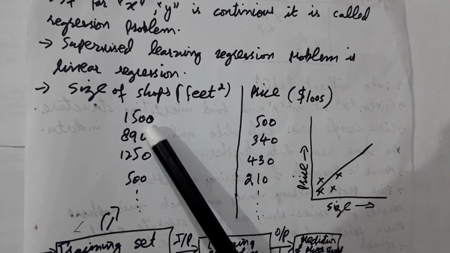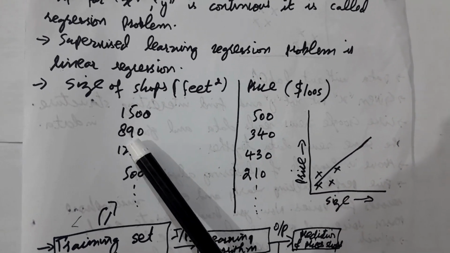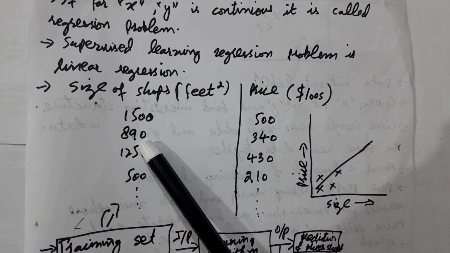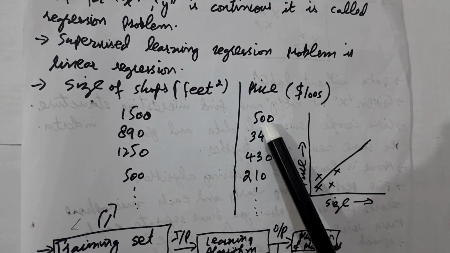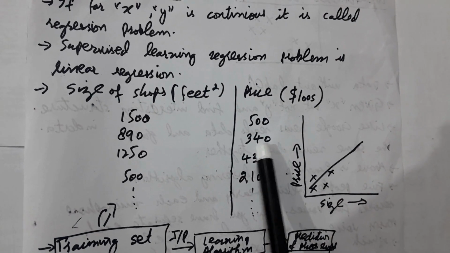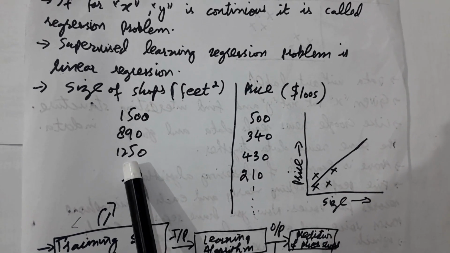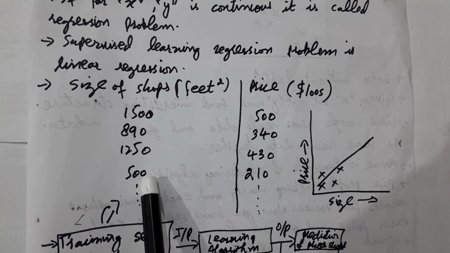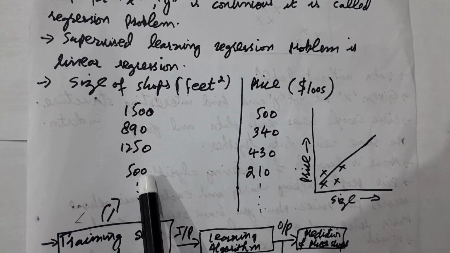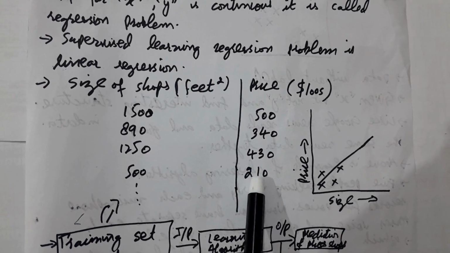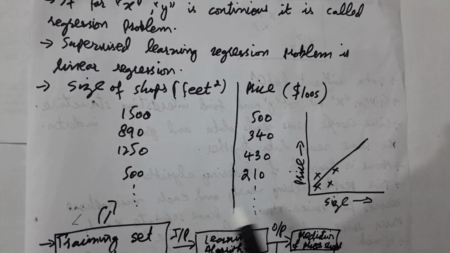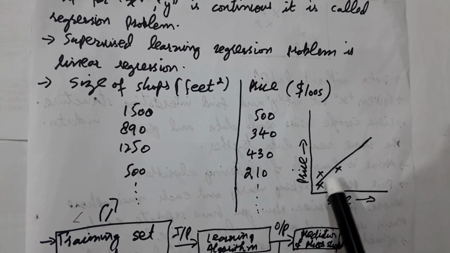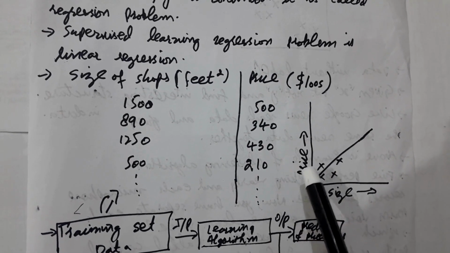So just concentrate on the data. If the size is 890 feet square, the price or cost is 340, and if the size is 1250, then the cost is 430. If the size is 500, the cost is 210. Now usually in regression data, a straight line is provided.